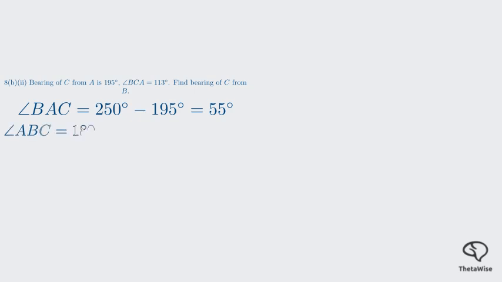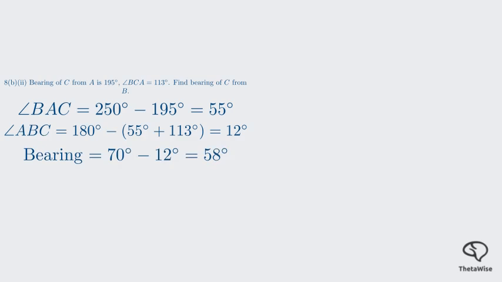For this part, we need more angles. We know the bearing of A from B is 70, so the line AB makes an angle of 70 degrees with the north line at B. The bearing of C from A is 195. Since the back bearing of B from A was 250, the angle between the lines AB and AC at point A is the difference. Now we have triangle ABC with angles 55 and 113. We find the third angle, ABC. The bearing of C from B is the bearing of A from B minus this internal angle. The answer is 058 degrees.